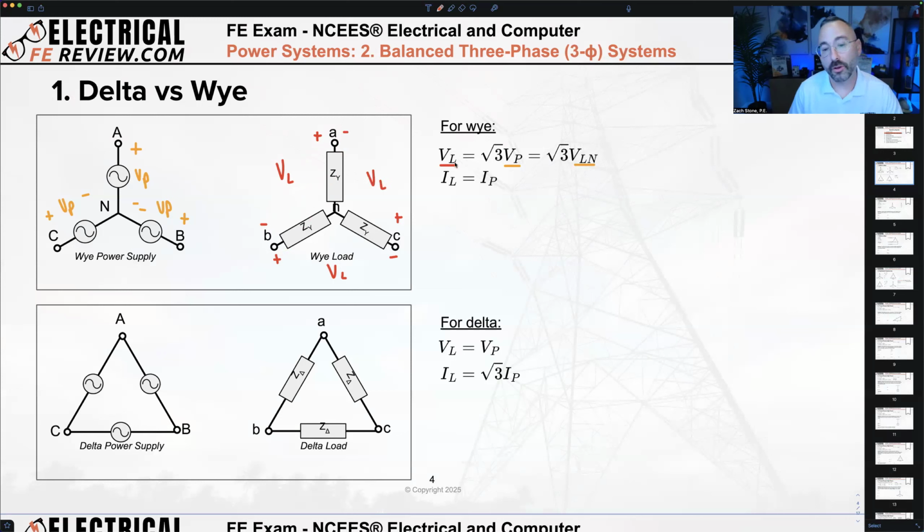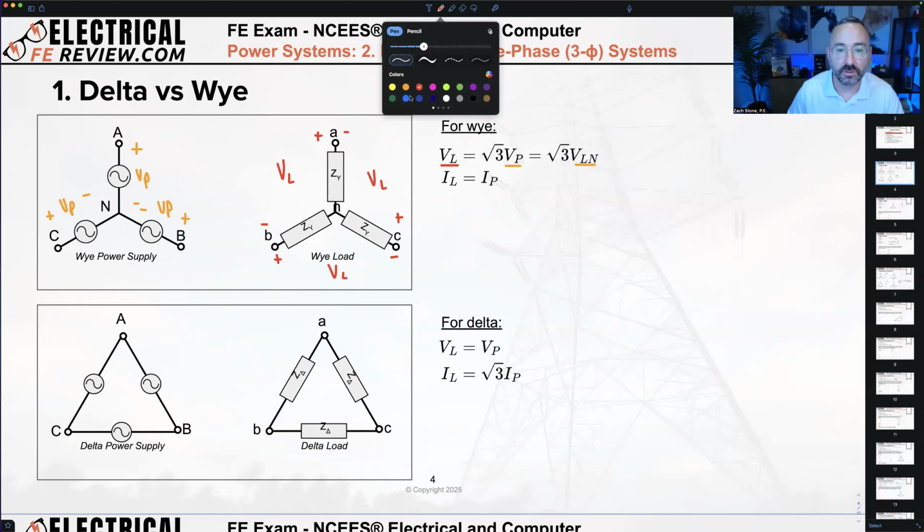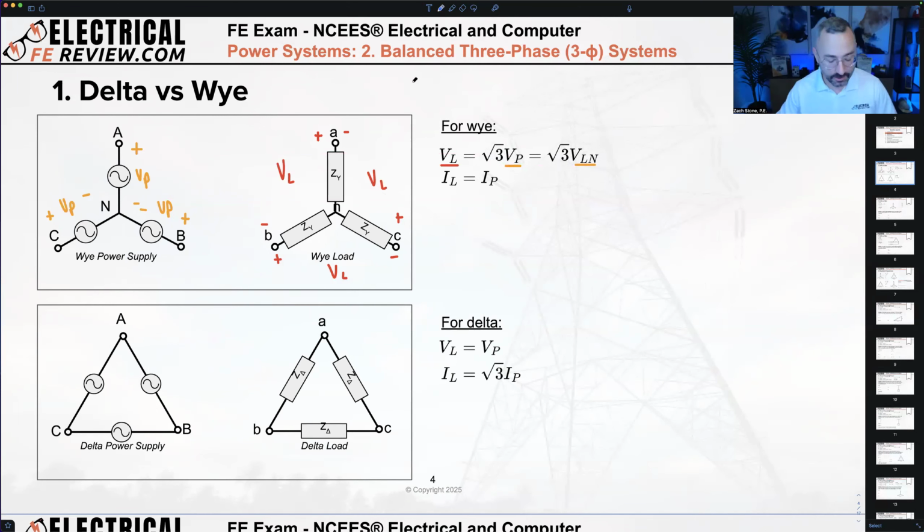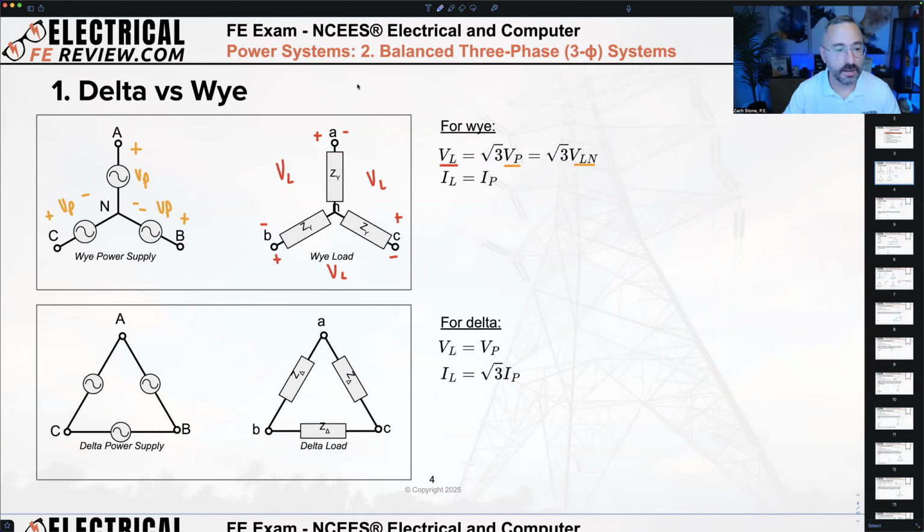Most important thing, again, look, the line voltage is bigger for a Y connection by a factor of the square root of 3 times the phase voltage. All right, now let's look at this identity down here. Why does the line current equal the phase current for a Y connection? Any ideas in the chat?